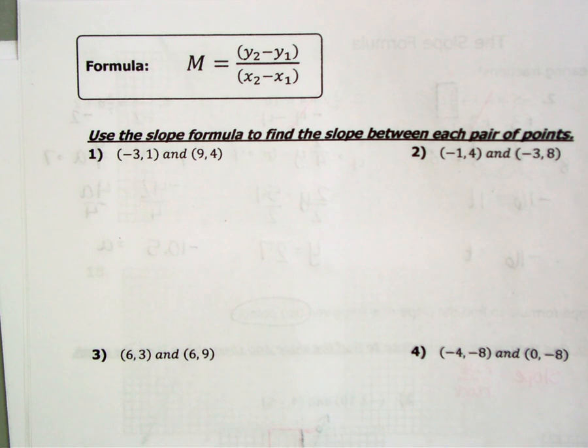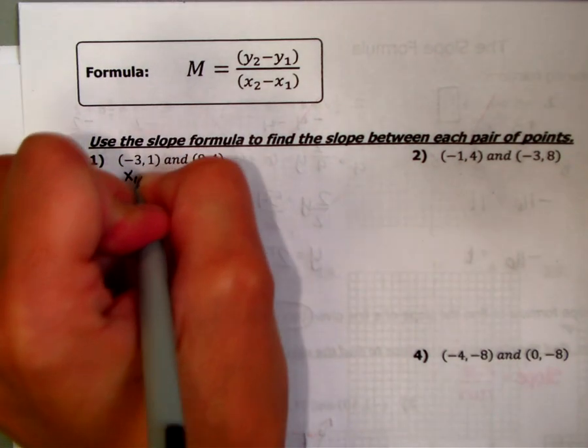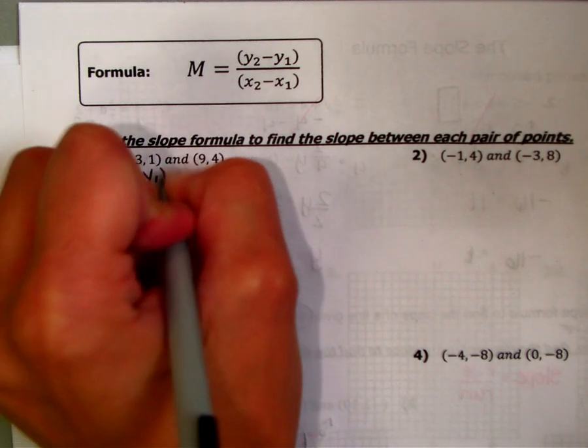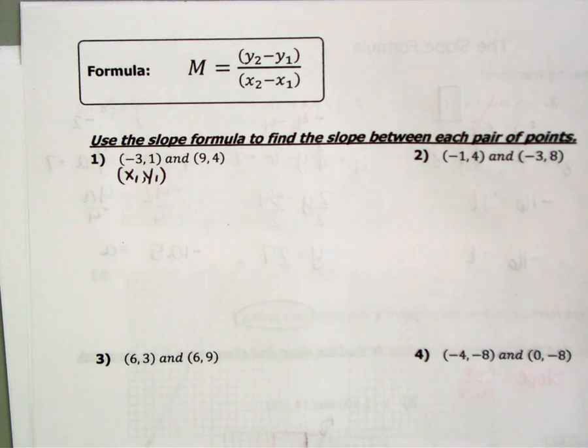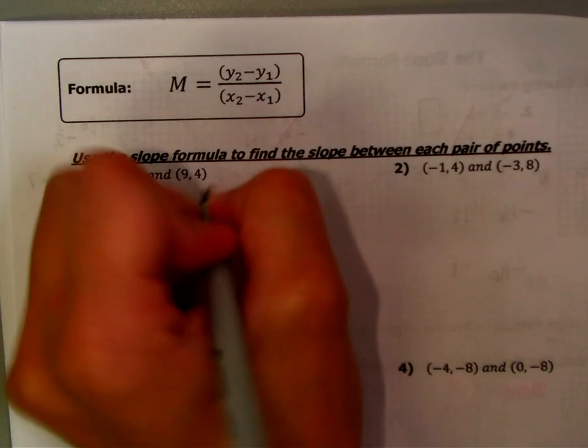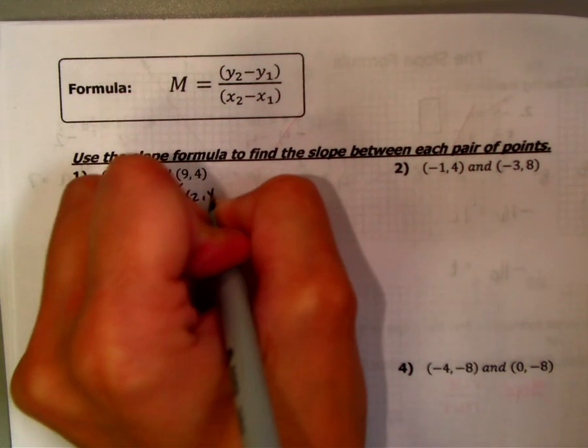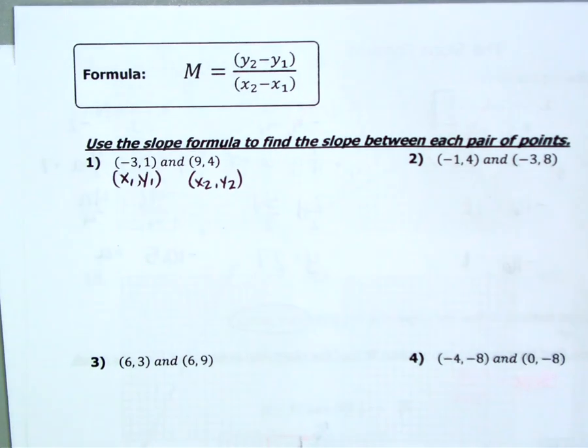All right, in number 1, we have how many points? 2. Is that the number that we need? Yep, we need at least 2. In the first set, it's the first set I come to, so we're going to say x1, y1. So x1 is negative 3, y1 is 1. The second set of points, what do you think we're going to call it? x2, y2. Wonderful.